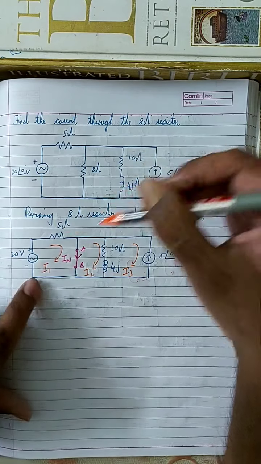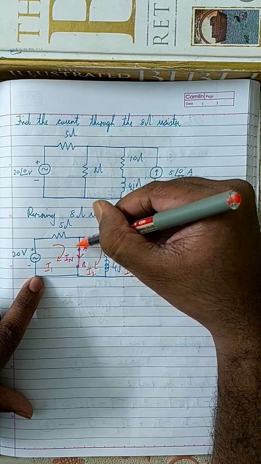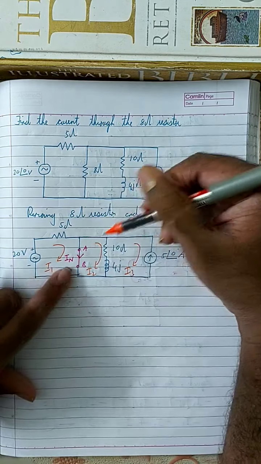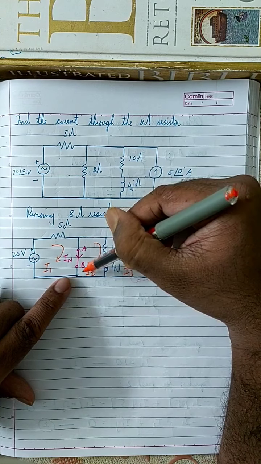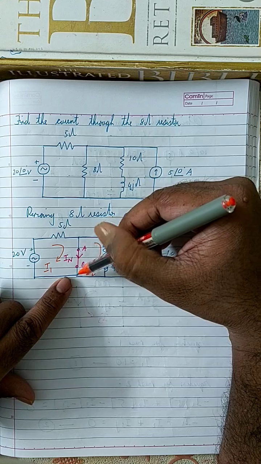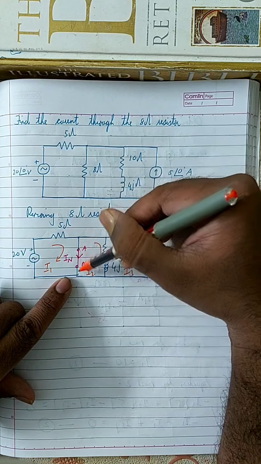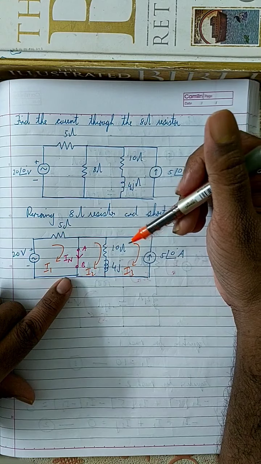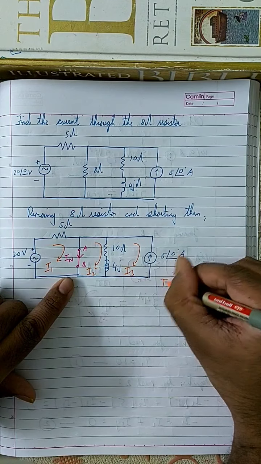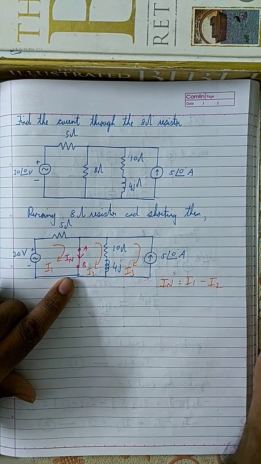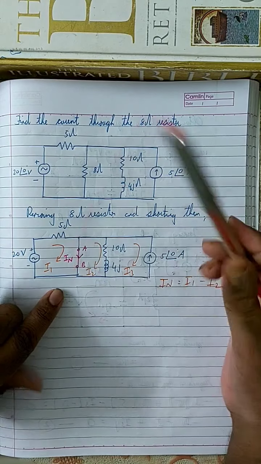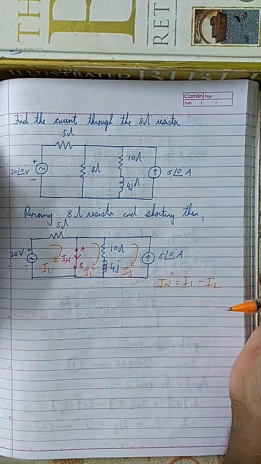You see, this current I1 is flowing downwards, the same direction as IN, and another current I2 is flowing through the same branch, but in the opposite direction. It is flowing upwards. So which means the value of IN is I1 minus I2. The current through this branch is I1 minus I2.